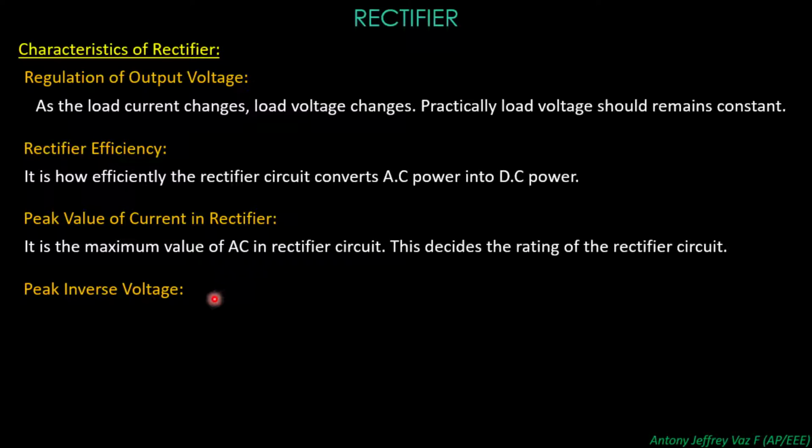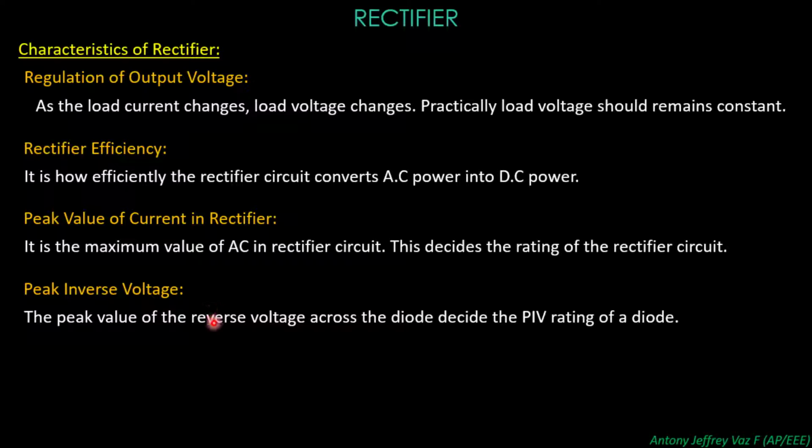Peak inverse voltage. The peak value of the reverse voltage across the diode decides the peak inverse voltage rating, the PIV rating, of a diode. You know the alternating waveform, that is the AC wave, has a positive amplitude as well as a negative amplitude. The diode will conduct for the positive amplitude and it will block the reverse amplitude, that is the negative voltage. So the peak of the negative voltage which the diode can stop is known as the peak inverse voltage of the diode.